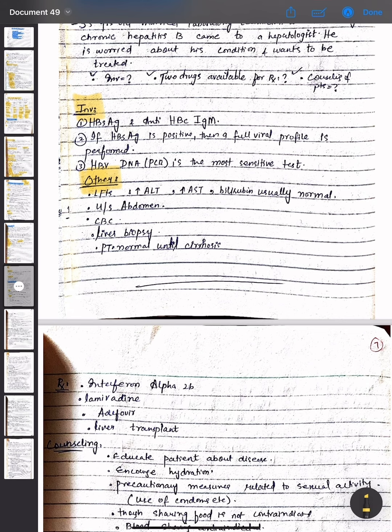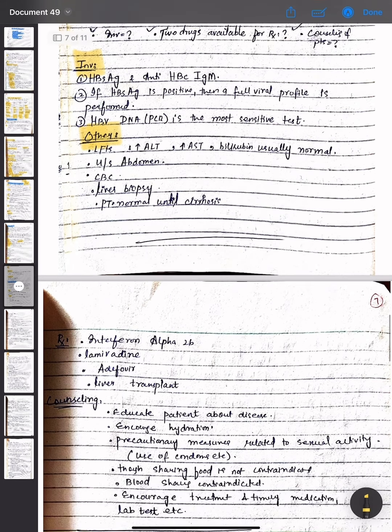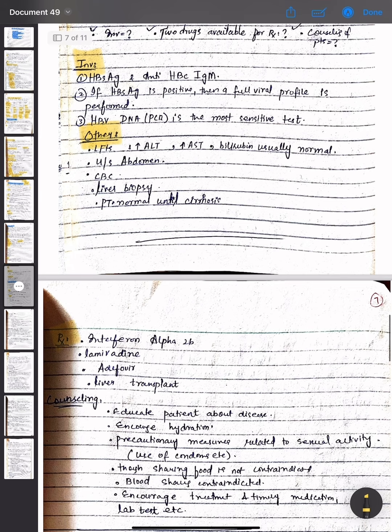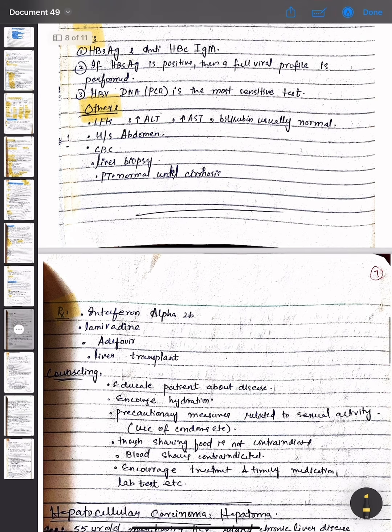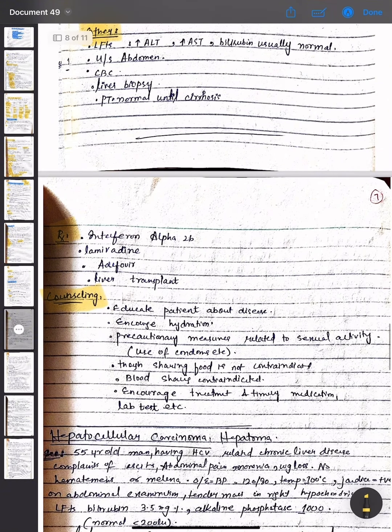The treatment options for hepatitis B are interferon alpha 2b, lamivudine, adefovir, and liver transplant. The counseling for hepatitis B patients: educate the patient about the disease, encourage hydration, and advise precautionary measures related to sexual activity, such as use of condoms. Sharing food is not contraindicated, blood sharing is contraindicated, and encourage treatment, timely medication, lab tests, etc.